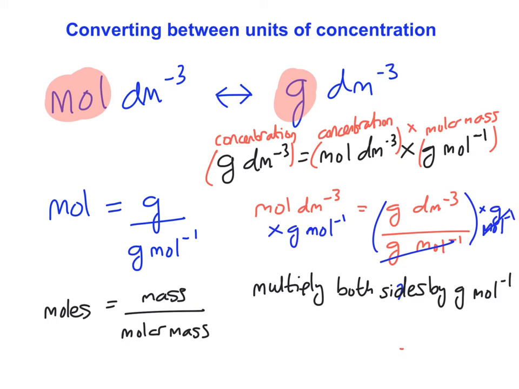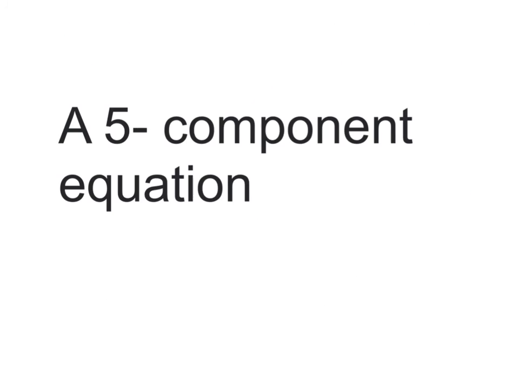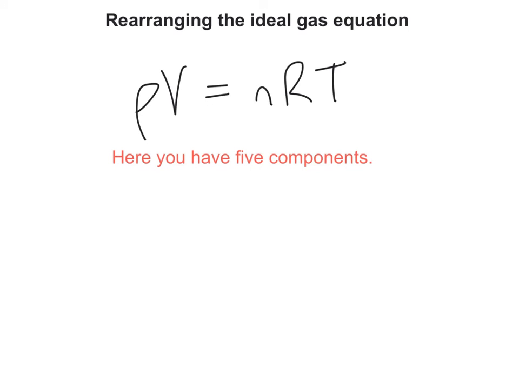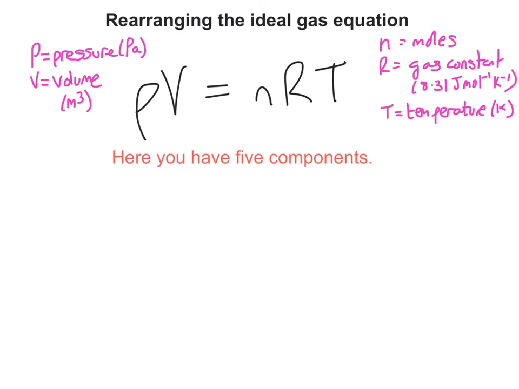So now let's have a look at a slightly more complex one. This one comes up later on in the first term of your A-level chemistry course, and it's called the ideal gas equation. So this one has 5 components. So in this equation, P is pressure, V is volume, N is moles, R is gas constant, and T is temperature. I'm not going into the units. I'm not even going into what each one means that much. I'm actually just going to focus on how to rearrange it.